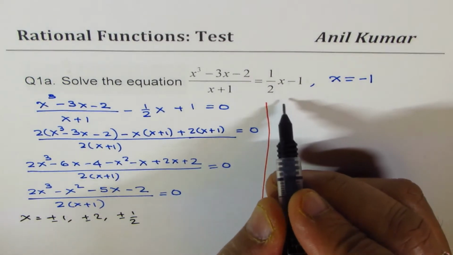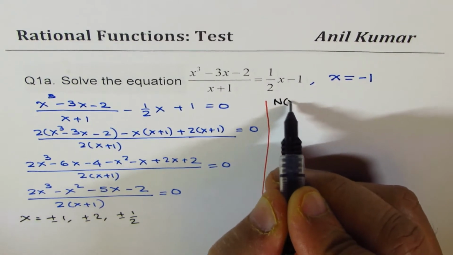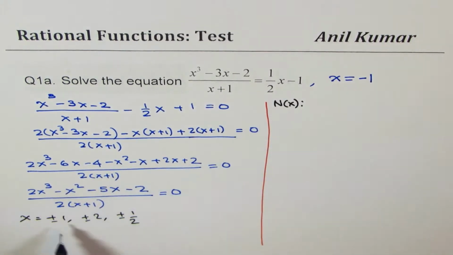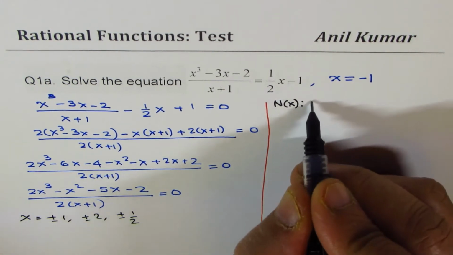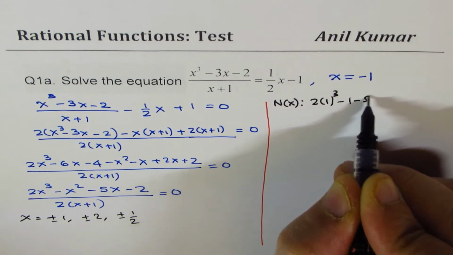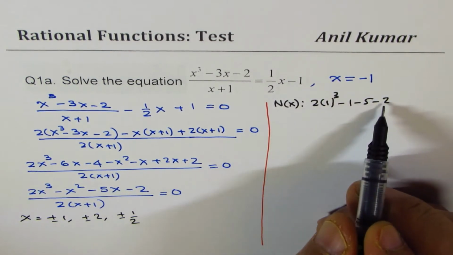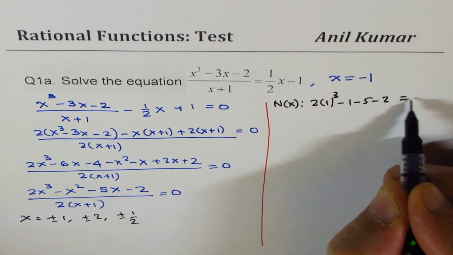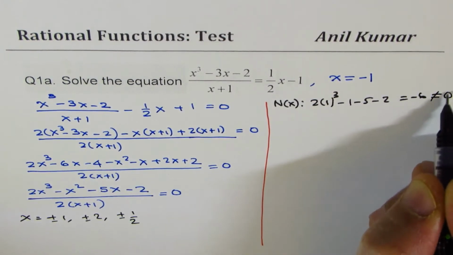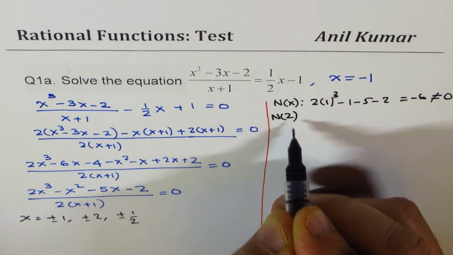So if I look into the value of this numerator, let me call numerator N(x), for different values. Let us say 1. If I substitute 1 here, I get 2 times 1 cubed minus 1 minus 5 minus 2. We get minus 6, which is not equal to 0. So that is not of our interest. So let's try 2 now.